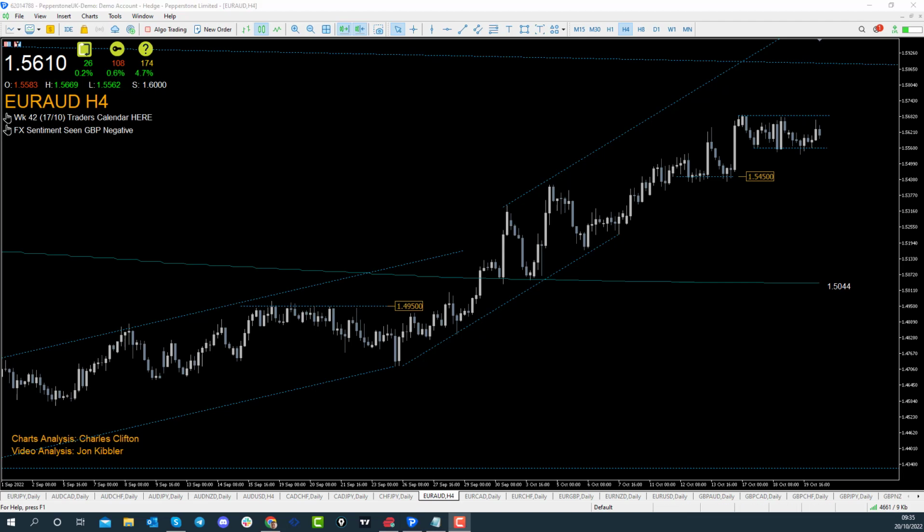A couple of different options you could look at here with regards to opportunities to the upside. First of all, if price was to break through these lows but fail to close below, that could be a signal for price to continue to the upside. Alternatively, you could look for a breakout of the highs. If price broke out and closed above, that could also signify that buyers are willing to take price to the upside.